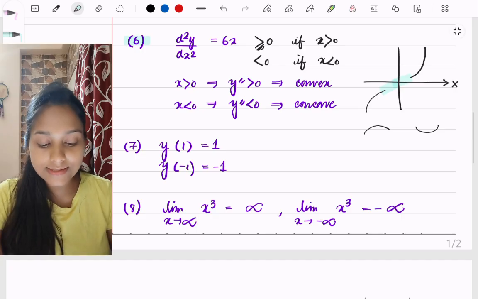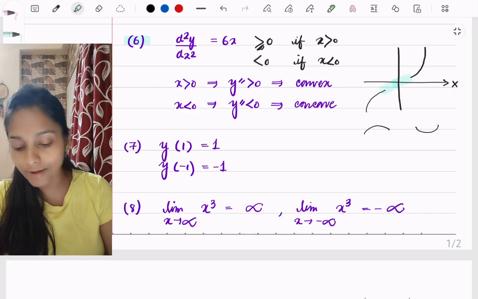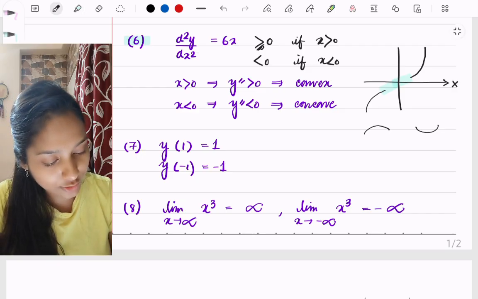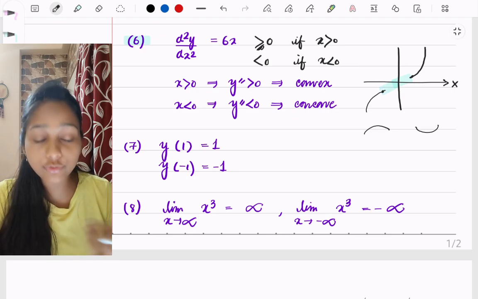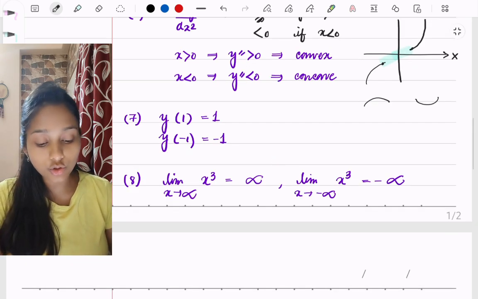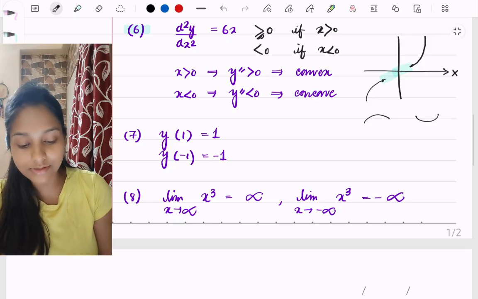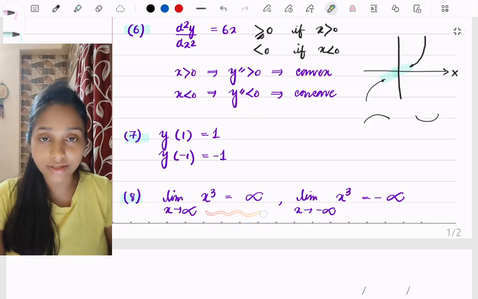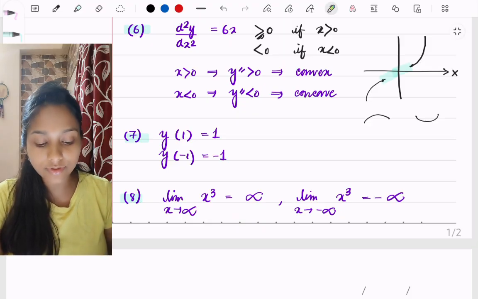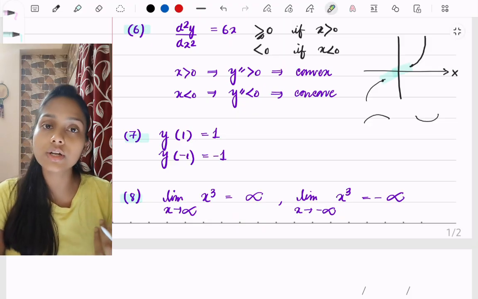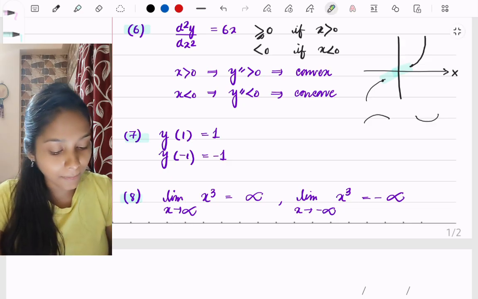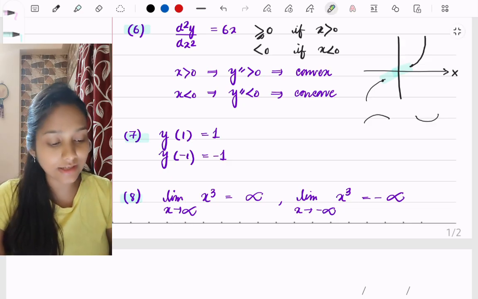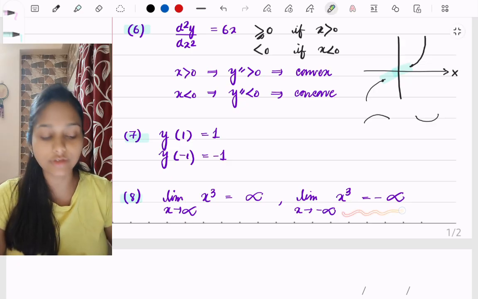Also in this case, at y equals 1, the function has the value 1. So we have two values here from which we can draw the function: (1, 1) and (-1, -1). And if we check the limit at infinity, for this function we get infinity, because if x is in the positive direction of the x-axis, the limit must give positive infinity. And if we consider negative infinity, we have negative infinity.